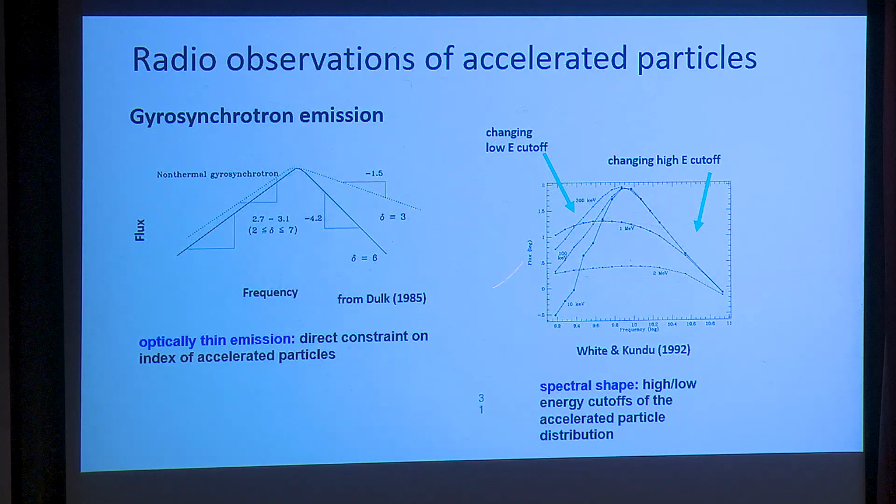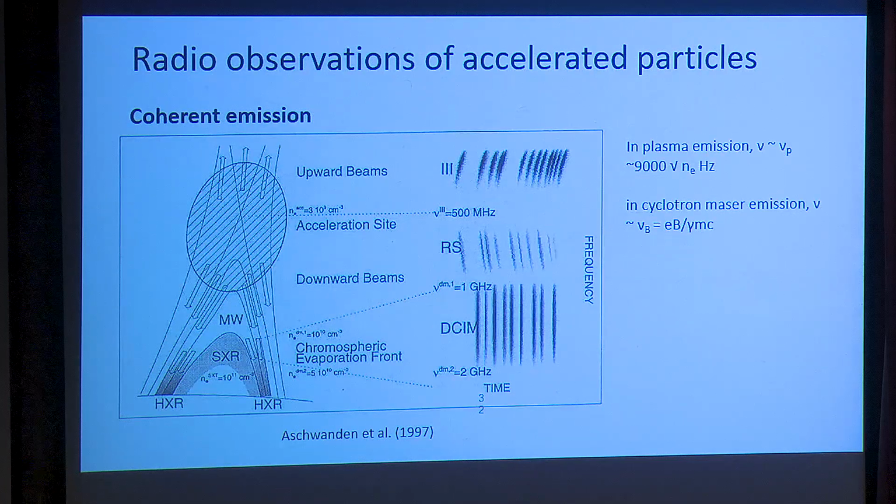In particular, you need to make sure that you're looking at optically thin emission. That's this side of this schematic diagram of flux versus frequency. The spectral index of the emission that you're seeing, you can trace directly to the index of the accelerated particles, the distribution of the power laws. If you have wide enough bandwidths, you can see impacts of the cutoffs, the lowest energies and the highest energies that you can see.